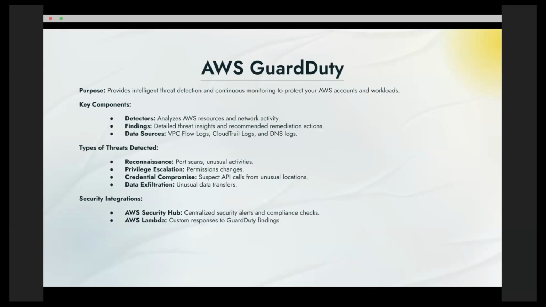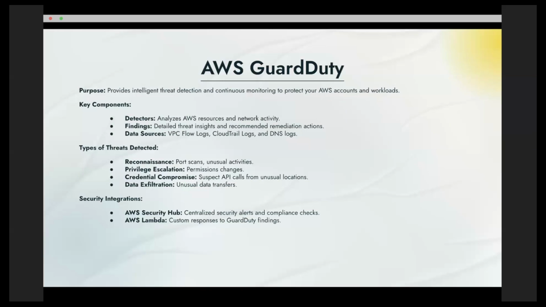The last one in this section is GuardDuty, which is the intelligent threat detection and continuous monitoring service. It comes with out-of-the-box rules to monitor your AWS workload. Key components include the detectors that analyze the AWS resource and network activity. We have GuardDuty findings. Think of them as GuardDuty alerts that give you detailed insights and recommended remediation actions, which prove very beneficial in case of an incident.